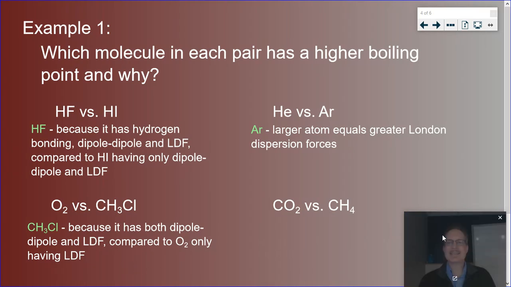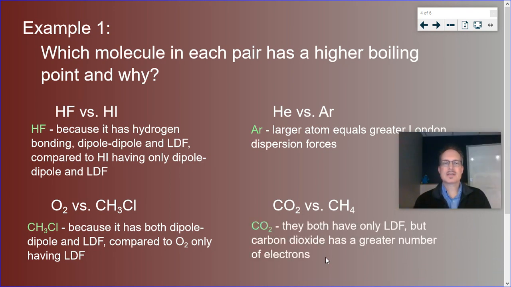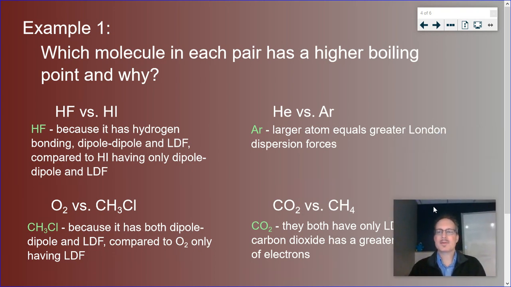And in our last example, and I might have to move my picture for this one, the winner is CO2. And the reason CO2 wins is because they both have London dispersion forces yet again, because everybody does. But neither of these two are polar. They both cancel out perfectly. But if we go back and count up the electrons, carbon dioxide has more electrons than methane. Therefore, carbon dioxide has the higher boiling point in this example.